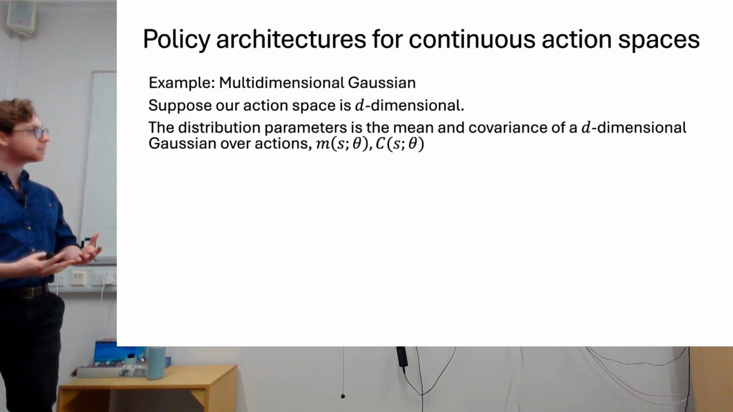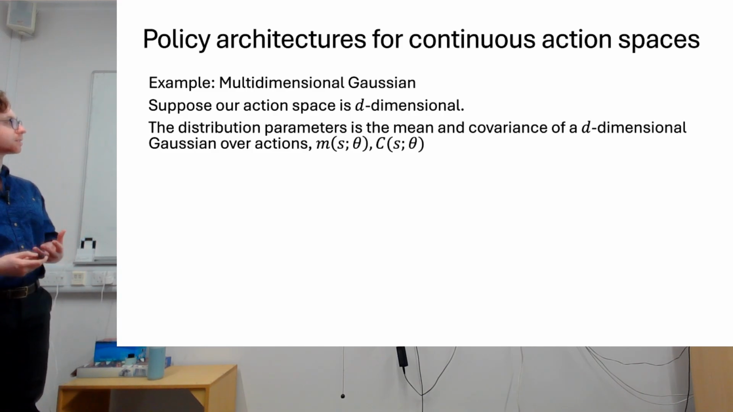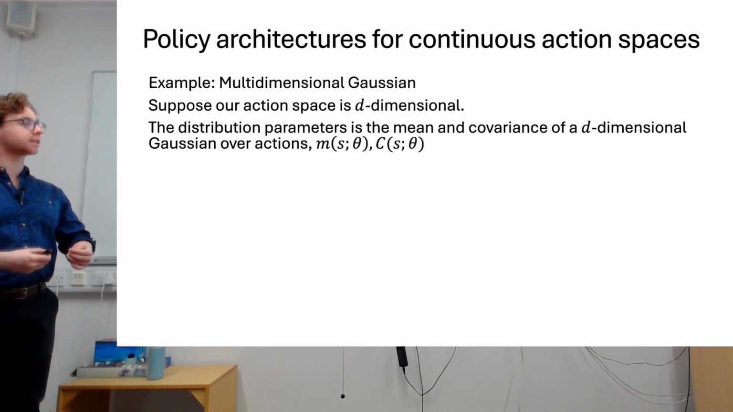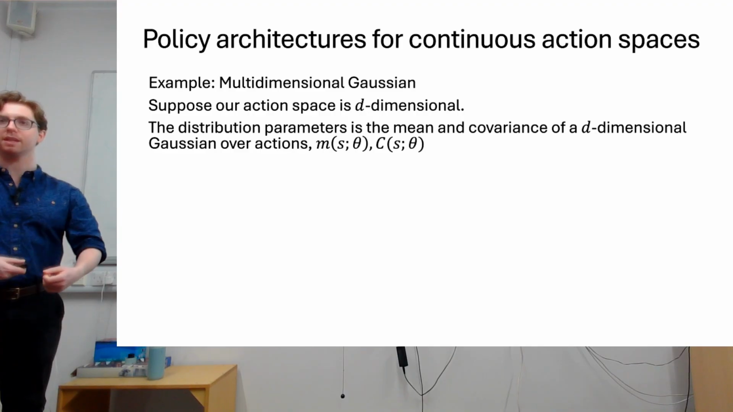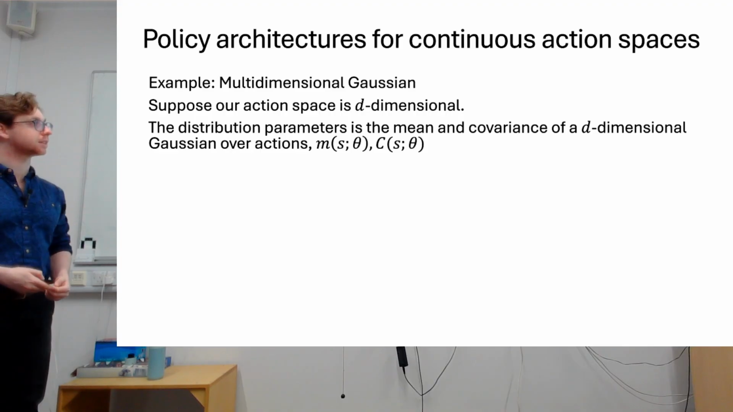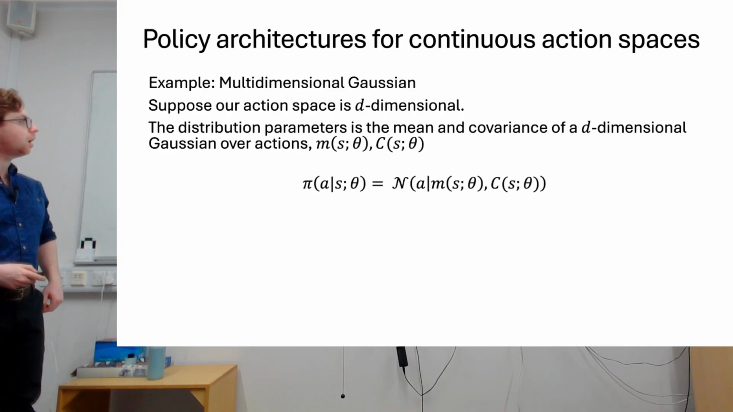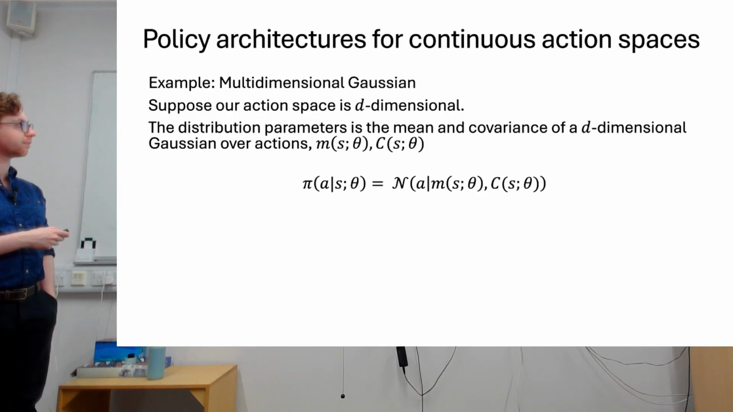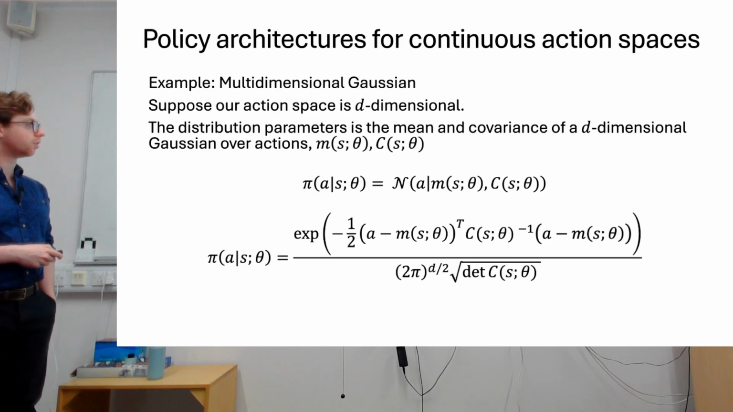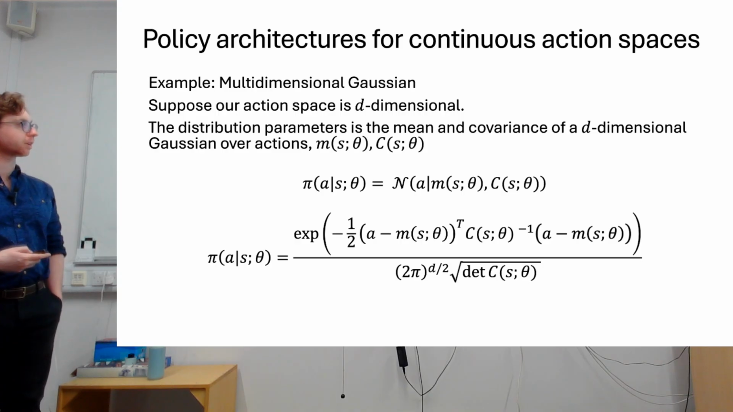So what defines a multidimensional Gaussian? Well, a multidimensional Gaussian is defined by its mean and its covariance. So our neural network is going to take in states, apply some processing, and then at the very end output the mean and covariance of this Gaussian distribution. And then the probability of any action given a state and our network parameters is just going to be a normal evaluated at that action with that mean and that covariance. Right? So this is the exact formula. It's not super important as long as you know how a multidimensional Gaussian works.